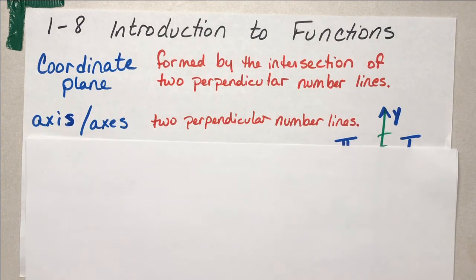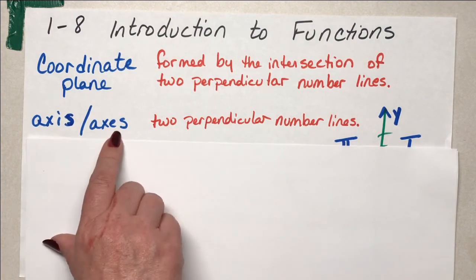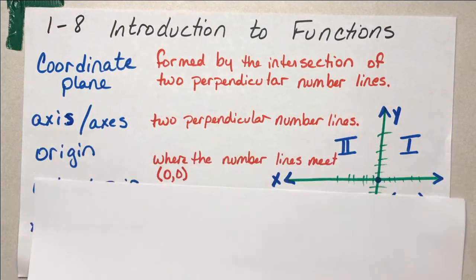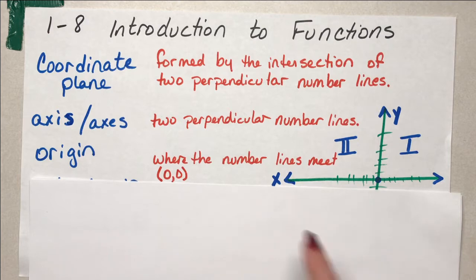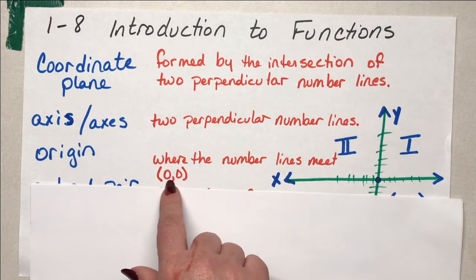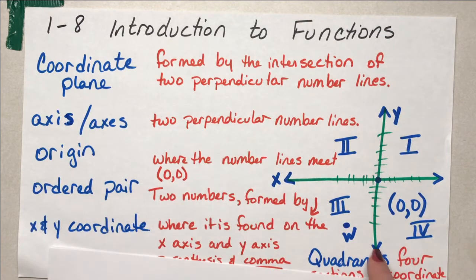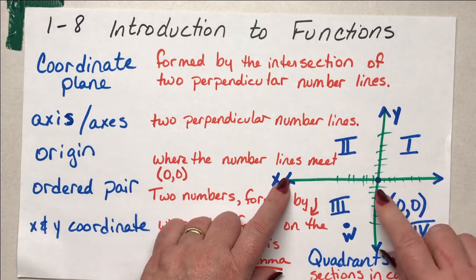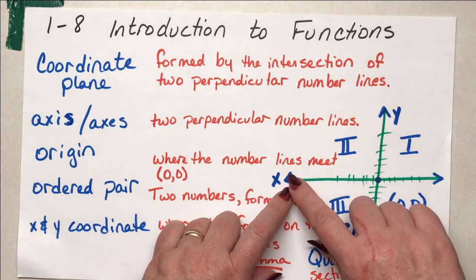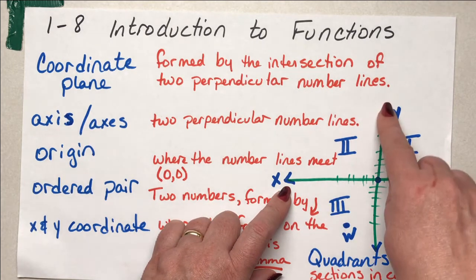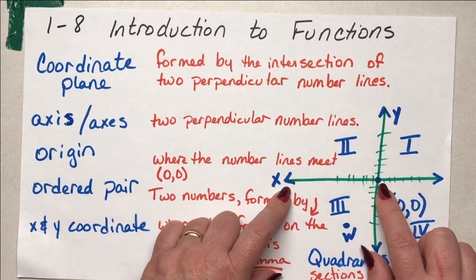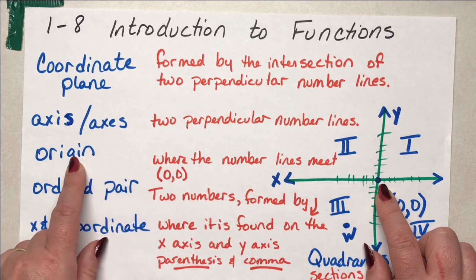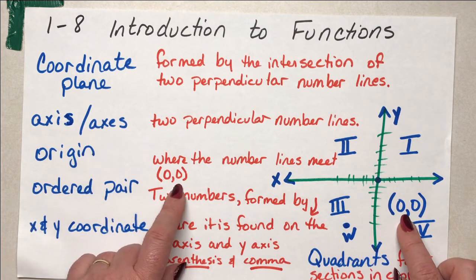They have two axes. Axis, single, axes, plural. Those are the number lines. You have the origin, which is where the number lines meet, and that is at point 0, 0. This is what a coordinate plane looks like with your number lines. This is the x-axis, and this is the y-axis. And where these axes meet is 0, 0. That's called the origin. 0, 0 is written like this.